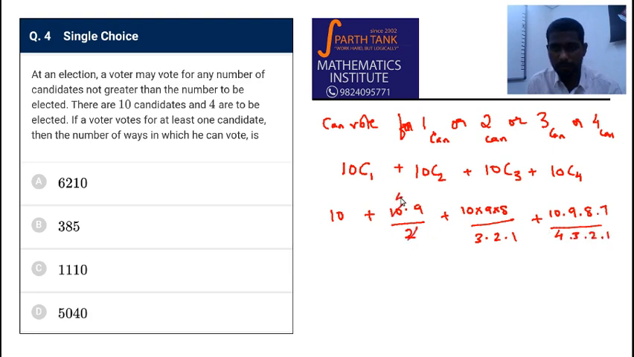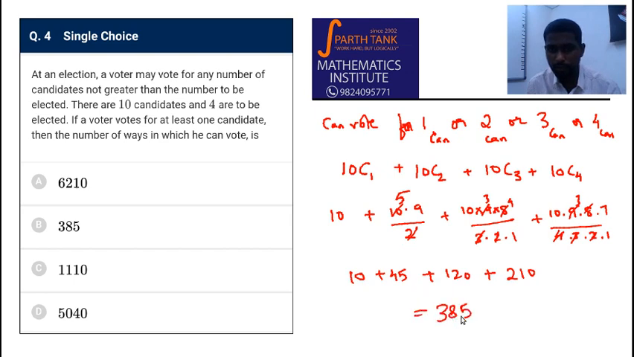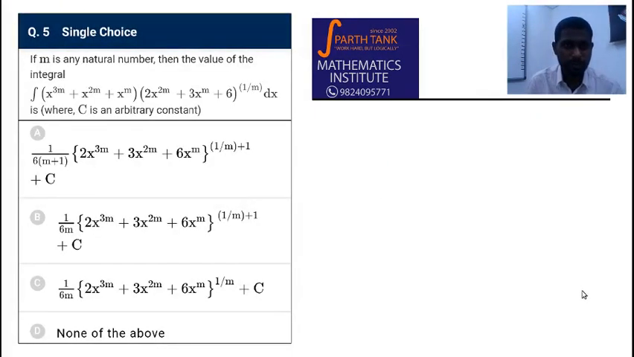So this is 10 plus 45. And here I have 3 and 4. So this becomes 120. And here I have 3, so 210. So 330, 385 ways in which he can choose. So there are 385 ways in which he can vote. Okay, very simple permutations and combinations problem. Let us move on to question number 5.